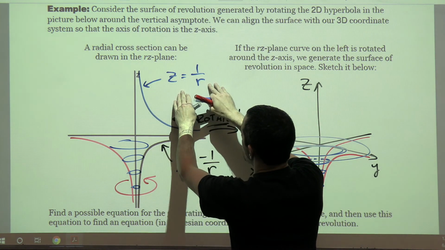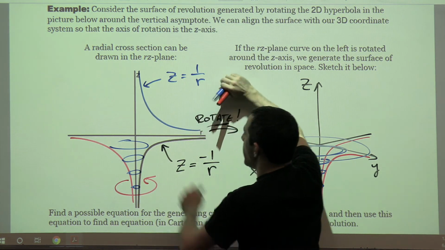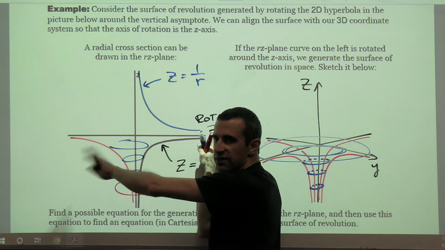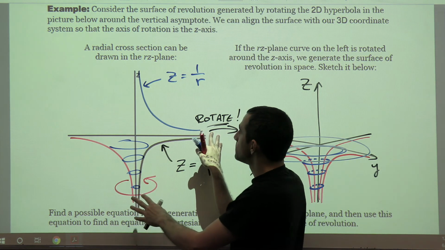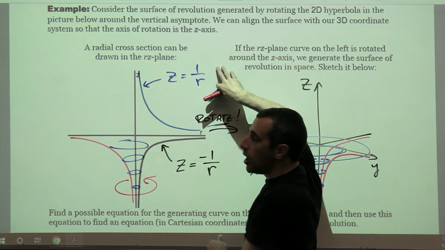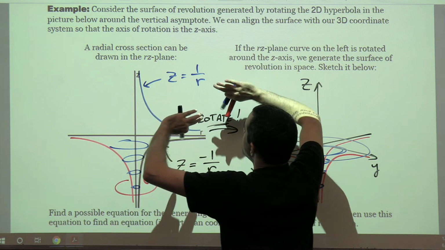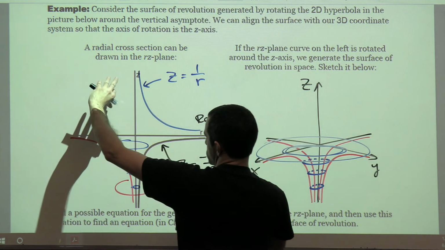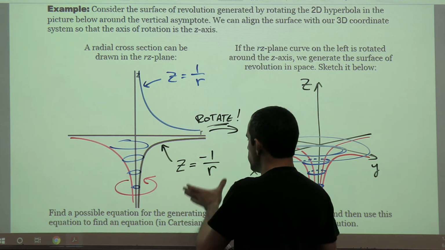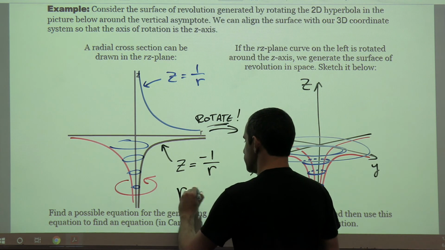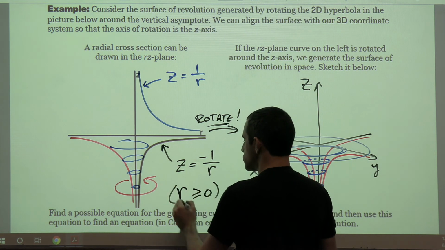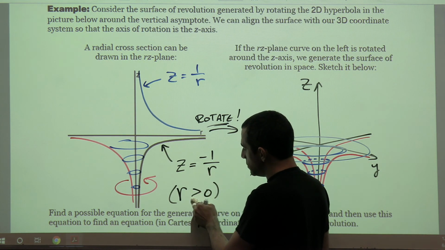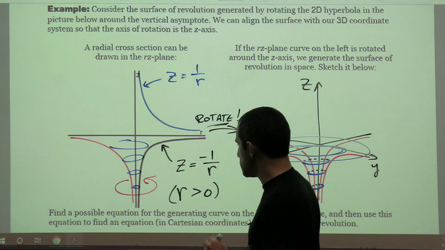So z equals 1 over r is a hyperbola that occupies quadrants 1 and 3. And again, we don't care about the left side of the picture because r is positive here. If z equals 1 over r occupies quadrants 1 and 3, then z equals negative 1 over r will occupy the other two quadrants, 2 and 4. And again, we only care about positive r here. So r is greater than or equal to 0. In fact, r can't be 0 because it's in the denominator. So here, r is strictly greater than 0.